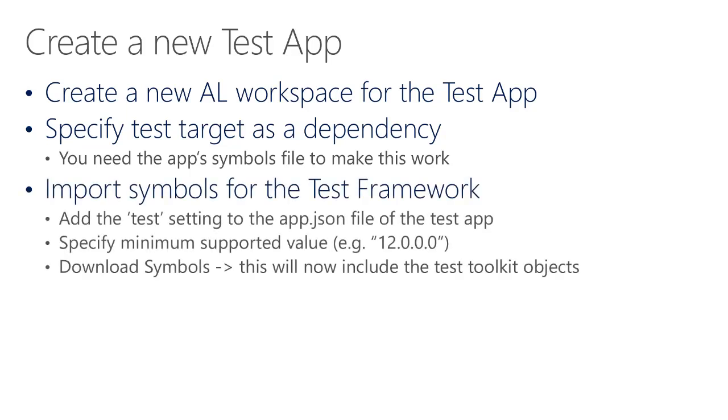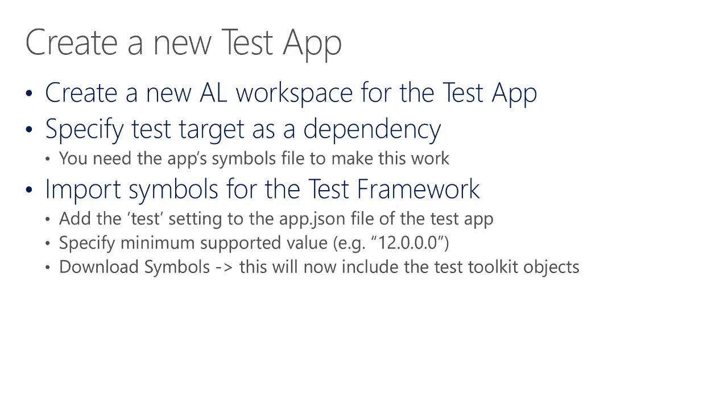And so you will also need to import the symbols for the test framework itself. For that, you have to set the test settings in the app.json file of the test app itself. So Visual Studio Code, the AL language extension, will know to download the test symbols by way of a setting in app.json that specifies that this is an actual test app. And so when you hit the download symbols command, because that setting is turned on, it will know to also grab the symbols for the test toolkit.